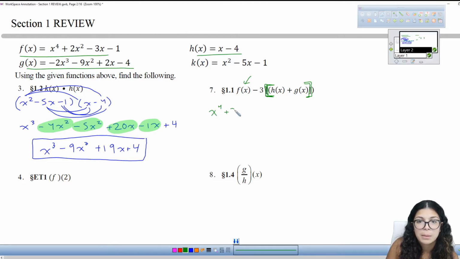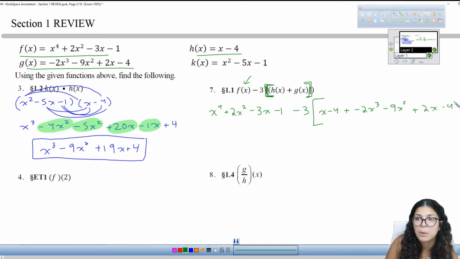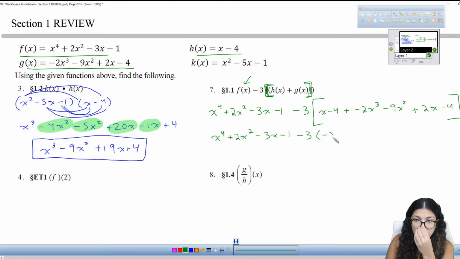X to the 4th power plus 2x squared minus 3x minus 1. And then minus 3 times h, which is x minus 4, plus g, which is negative 2x cubed minus 9x squared plus 2x minus 4. Now again, because that is in parentheses, we need to add these first. So let's simplify that addition. So I'm just going to bring down the other things right now. Okay, so negative 2x cubed will go first.